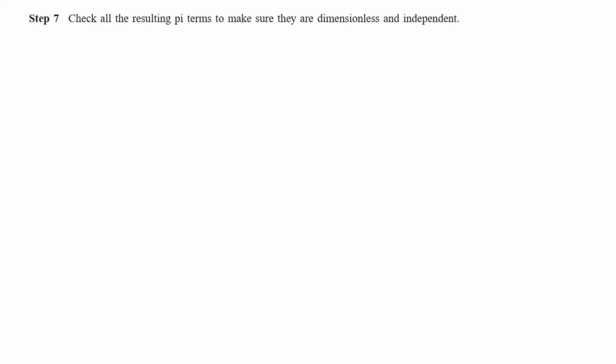And in step 7, what we are going to do is check all the pi terms that we find.